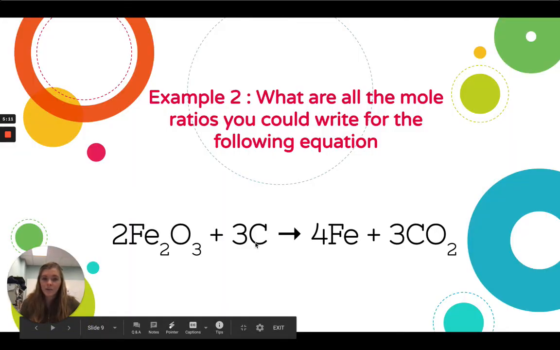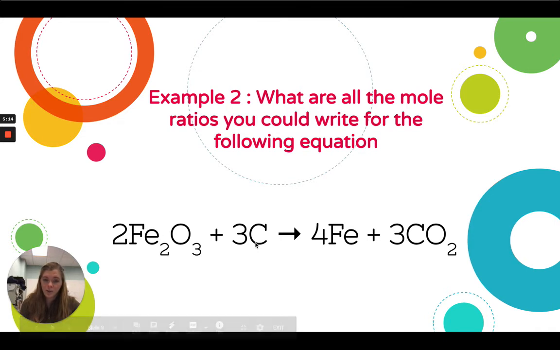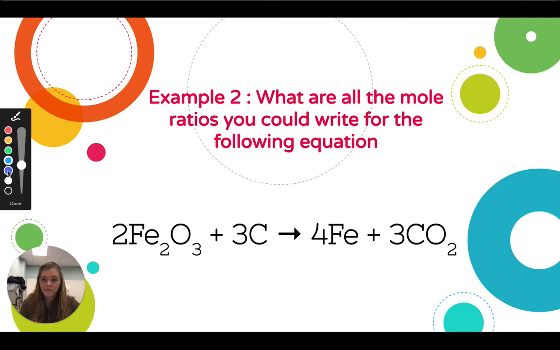Here's another one. Give this one a shot. What are all the mole ratios you could write for this equation? Okay, again, we could have 2 moles of Fe2O3 is equivalent to 3 moles of C, carbon. We could have 3 moles of carbon equivalent to 3 moles of CO2. We could have 4 moles of iron equivalent to 3 moles of C. Okay, so all of these can interrelate. Be sure to reach out if you have questions on mole ratios.